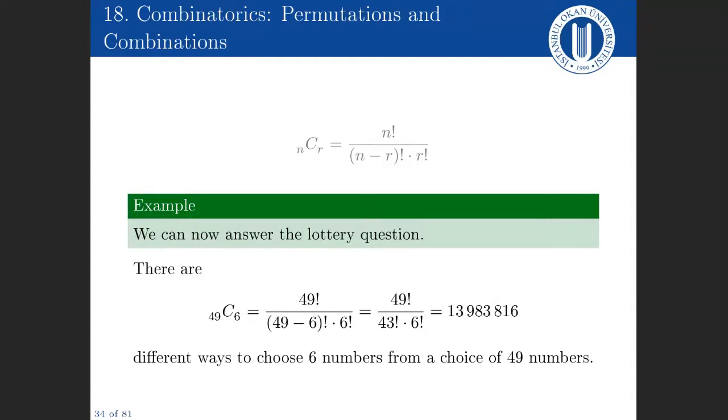Now, we can answer the lottery question. How many different ways are there of choosing 6 numbers out of 49? We're doing 49 choose 6. Put these numbers into the formula, and I will leave it for you to check the calculation. There are almost 14 million different ways to choose 6 numbers out of 49.